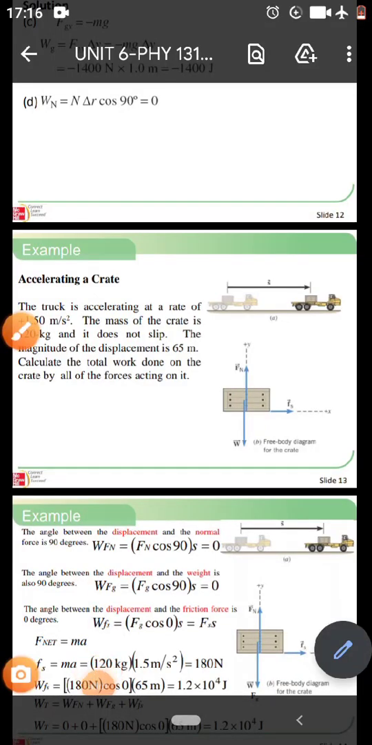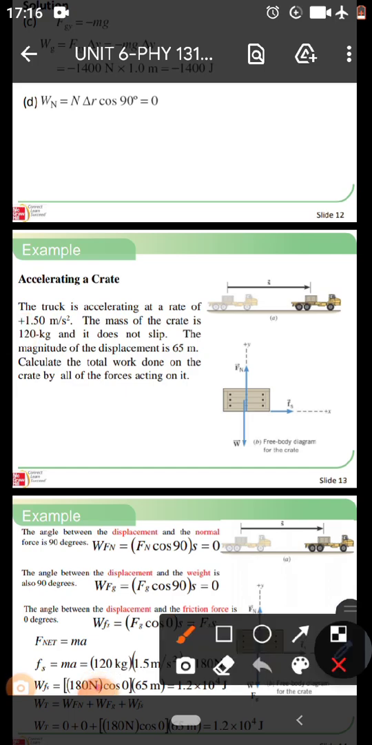So let's go over this example. Accelerating a crate. A truck is accelerating at a rate of positive 1.5 meters per second squared. This is the acceleration of the truck. The mass of the crate is 120 kg and it does not slip.